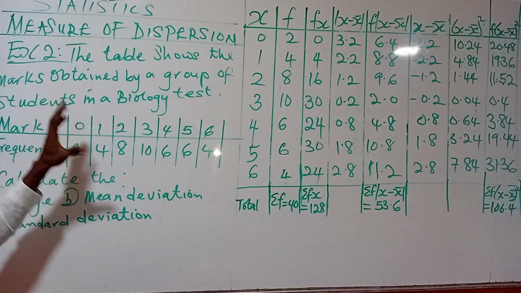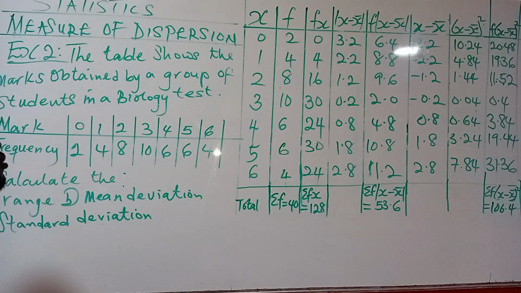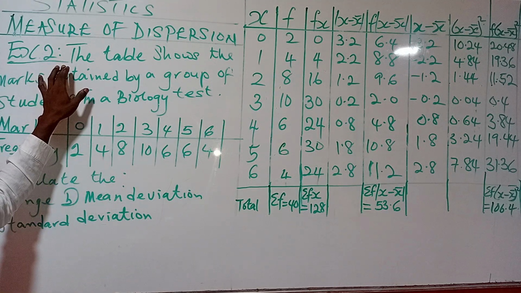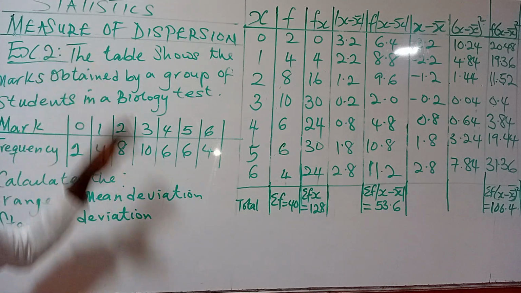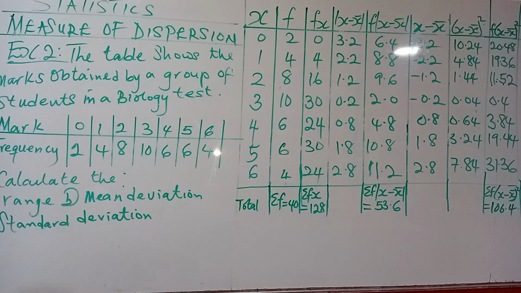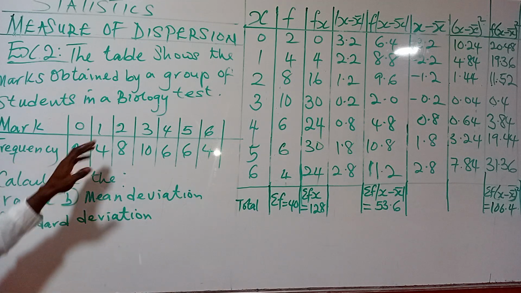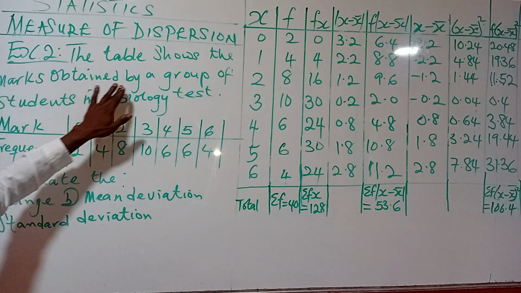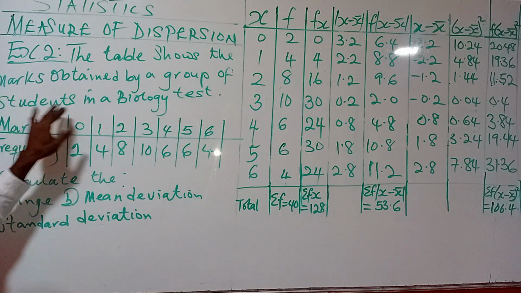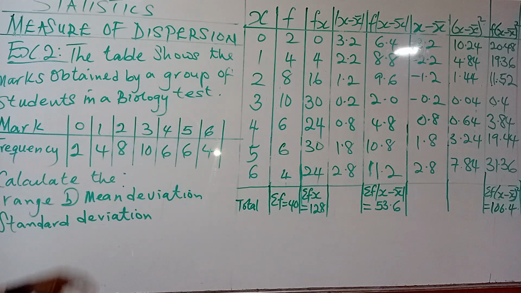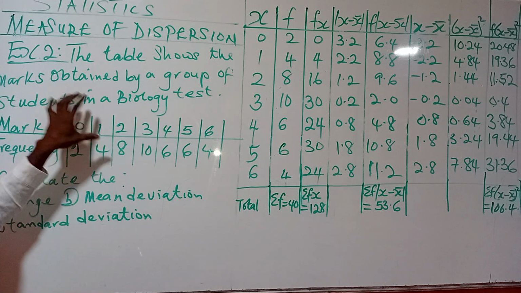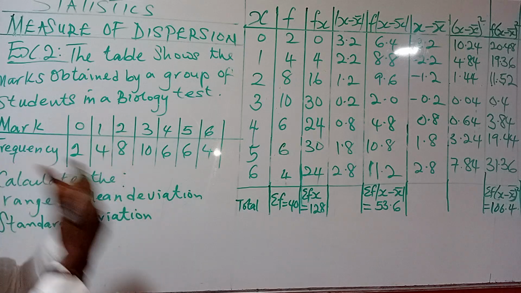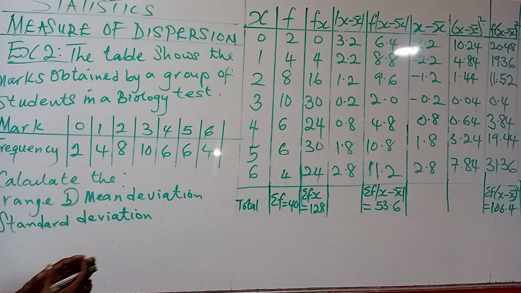Okay, now let's consider this question as example 2 on the measures of dispersion. I've done example 1, check my page. Now let's look at it. The table shows the marks obtained by a group of students in a biology test.